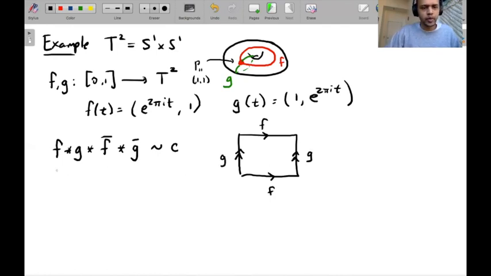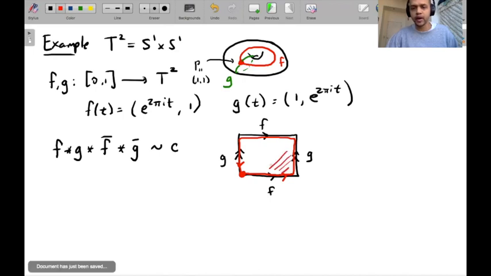And this loop that I've written down, well, what is it? First you do F, then you do G, then you do F backwards, and then you do G backwards. To see that this loop is null homotopic by our second observation, it's enough to observe that this bounds a disk, which is staring at us in the face right here. Right, so this is the use of the lemma.